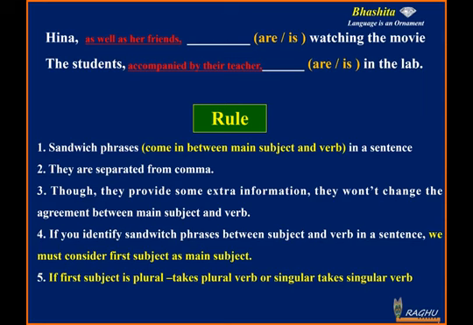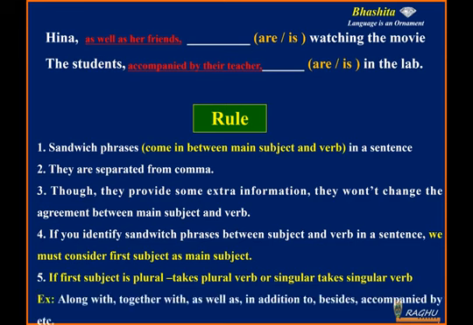If it is singular, it will take a singular verb. If it is plural, it will take a plural verb. As I have already mentioned, generally these sandwich phrases are created by using phrases like along with, together with, as well as, in addition to, besides, accompanied by. Reminding you that they provide only extra information, but they won't influence the main subject.